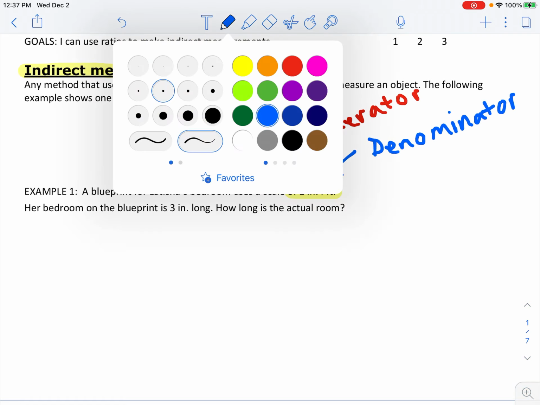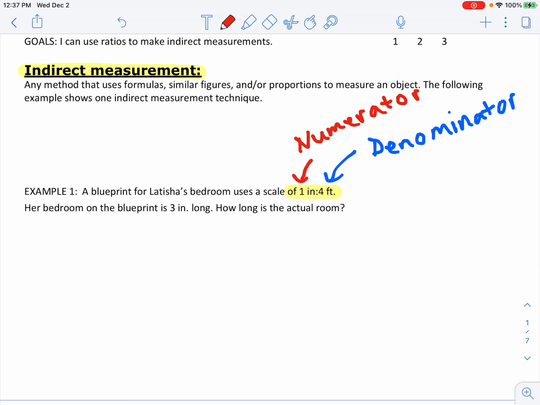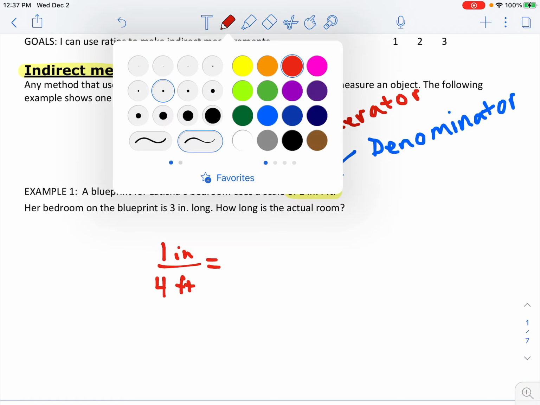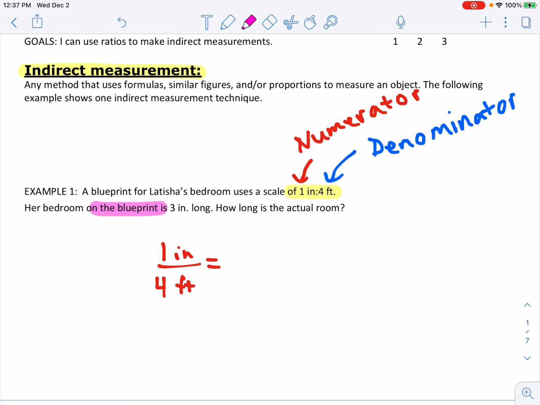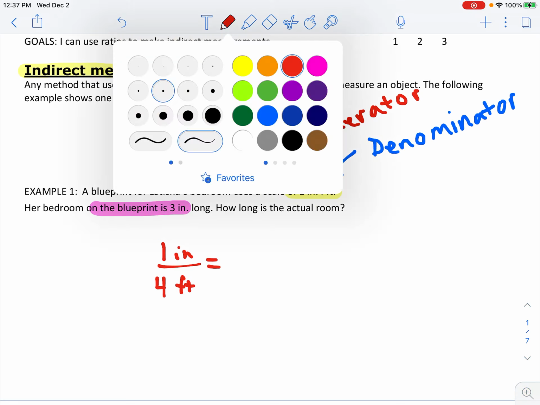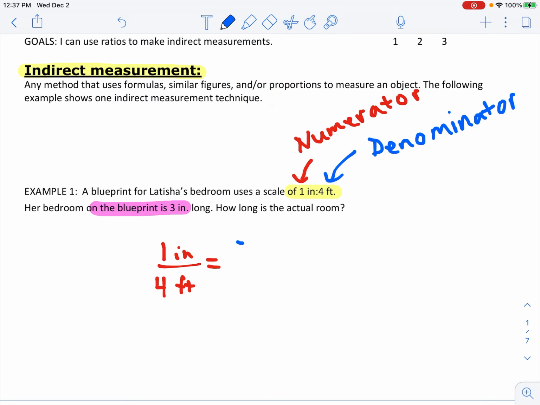So let's look. Our first one said 1 inch to 4 feet. So that's our first fraction. You'll notice I put the inches and the feet with it so that I know. The second part of this question says her bedroom has a blueprint of 3 inches. Because this is inches, I want that on top of my second fraction. And I don't know how long it actually is in feet, so I'm going to call it x feet.